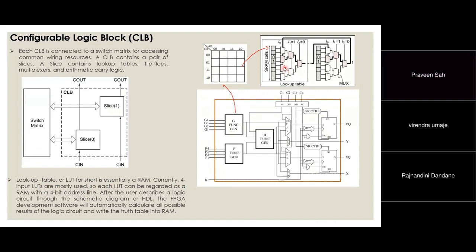Okay, and as I said, a lookup table is nothing but essentially an SRAM. Based on the input, they have address lines, whether it is a 4-input or 6-input. For now, consider it a 4-input LUT, where there is a 4-bit address line.